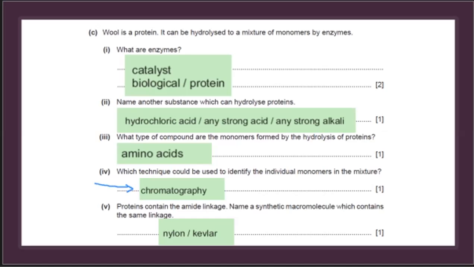Part 5, proteins contain the amide linkage, right? And just to remind you, C double bond O and H is our amide linkage. Proteins contain that amide linkage. They say name a synthetic macromolecule which contains the same linkage as that. Nylon and Kevlar, they all contain this same linkage, this amide. The amide linkage, C double bond O and H.